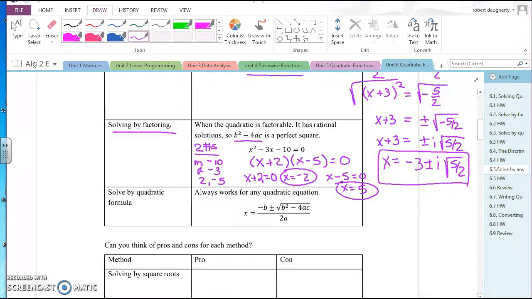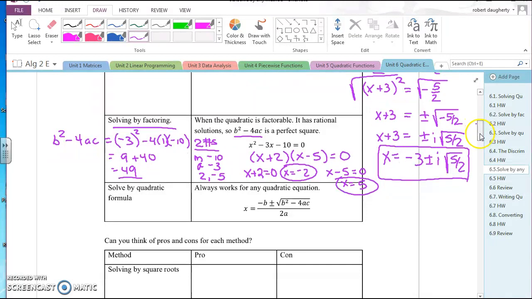So you can tell if it's factorable if you can find the factors. The other clue was the discriminant has to be equal to a perfect square. So in this case, b squared minus 4ac is going to be negative 3 squared minus 4 times 1 times negative 10. So that's going to be 9 plus 40, which is 49. That is a perfect square. So this will factor, because of the discriminant being a perfect square.